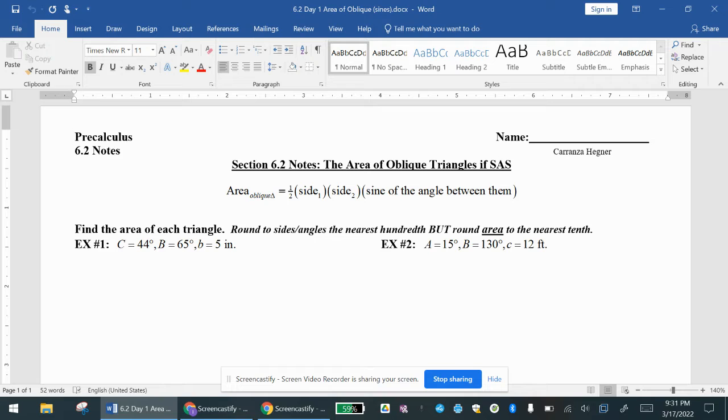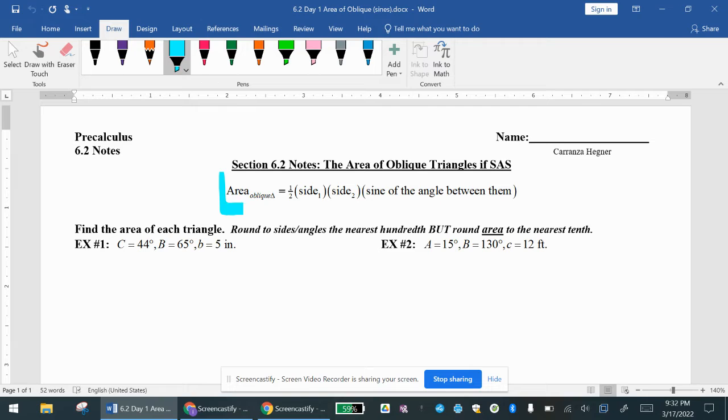So quick reminder, oblique means that none of the angles in the triangle are 90 degrees. Most of you have learned that the area of a triangle is 1/2 base times height, right? But when you have a triangle that's labeled as SAS, side angle side, there is another formula you can use that requires the use of sine. As you can see in front of you, here's the formula, important to know how to use.